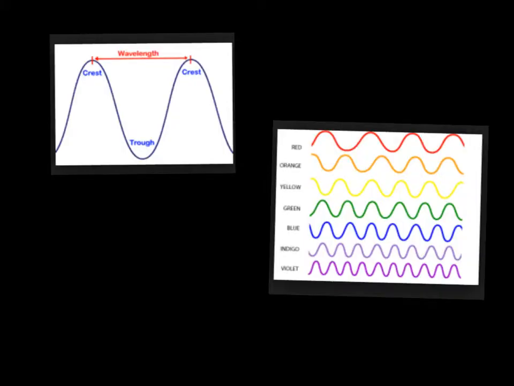Light travels in waves like on an ocean or a lake. Each color has its own wavelength and frequency. The wavelength is measured from one crest to the next crest. Red light has the longest wavelength, and violet light has the shortest.